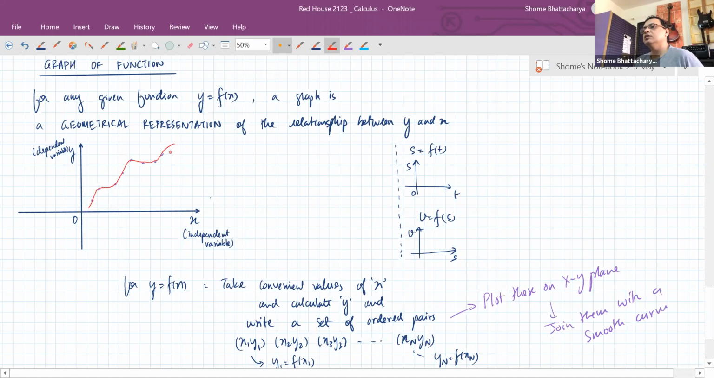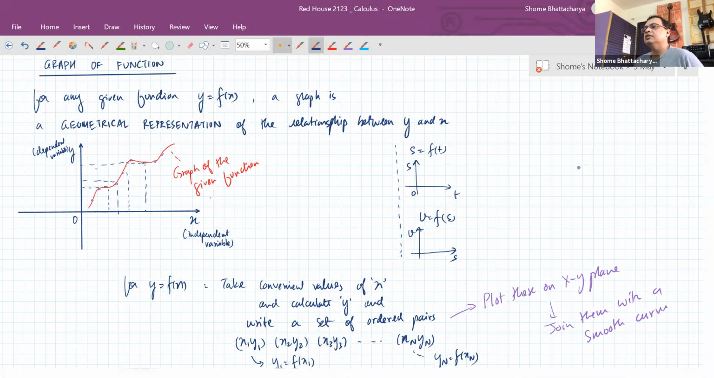Okay. So this curve now represents the graph of the given function. It gives us a visual representation of how the corresponding values of y change as I take different values of x. As you can see, I can have a situation where two values of x point to the same value of y.